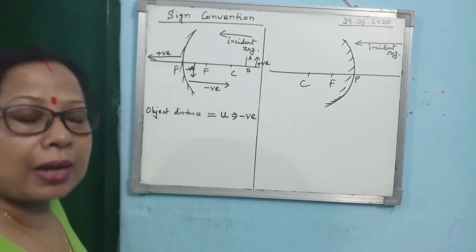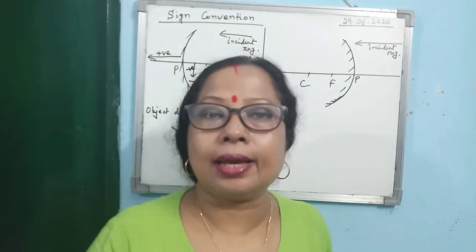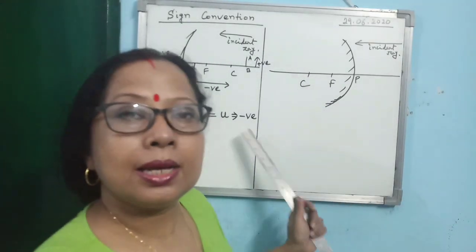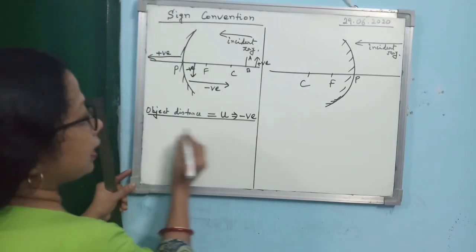Those who cannot apply this sign convention directly, for them I give hints. You can remember these facts point-wise. Remember, object distance is always negative.